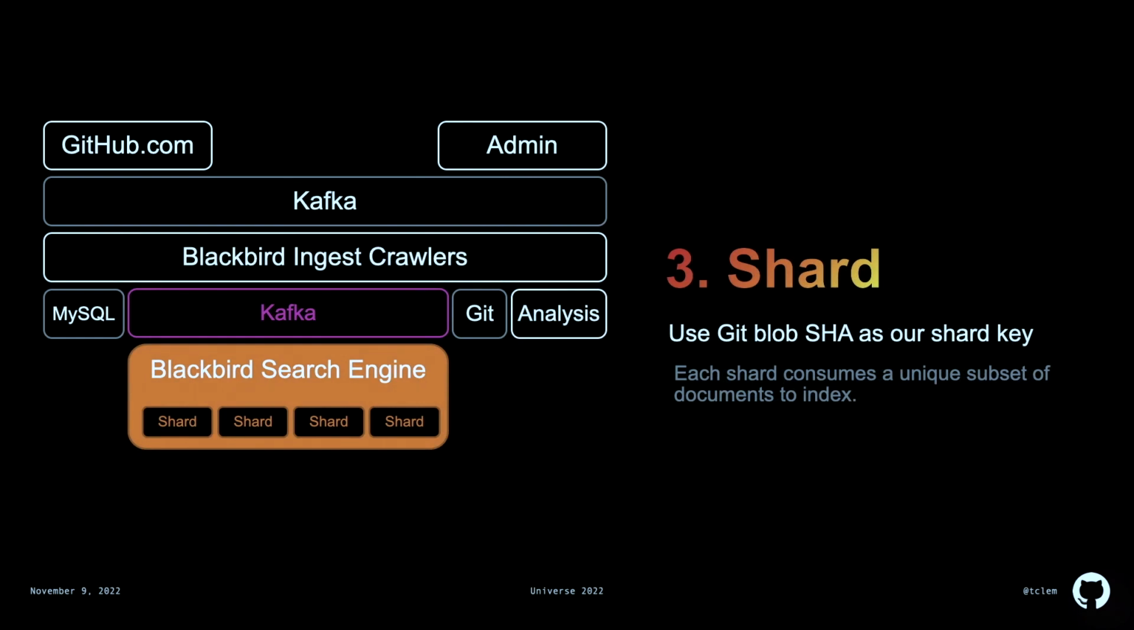These documents are published to another Kafka topic. And this is where we partition the data between the shards. Each shard consumes from its own single Kafka partition. And the ordering of the topic matters and is how we get query consistency. And indexing is decoupled from crawling, allowing each shard to move forward at its own pace.